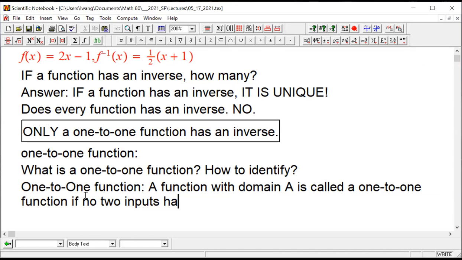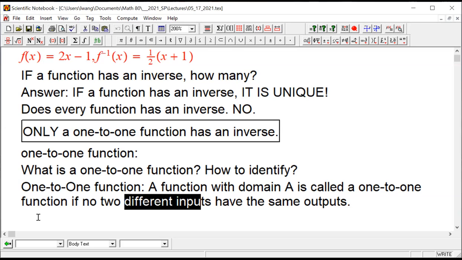I copied that from some textbook, but I think I'm going to modify it and make it: no two different inputs have the same outputs. So we're going to use the language we're more familiar with, which is comparable with "no two elements," where the two elements must be different. No two different inputs have the same output. What does that mean?